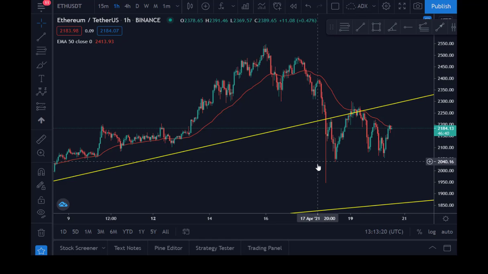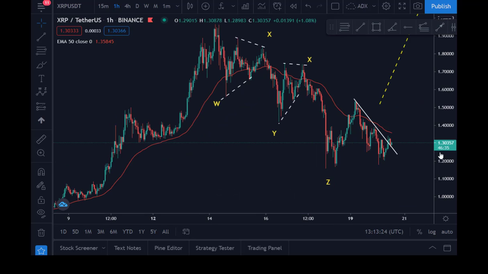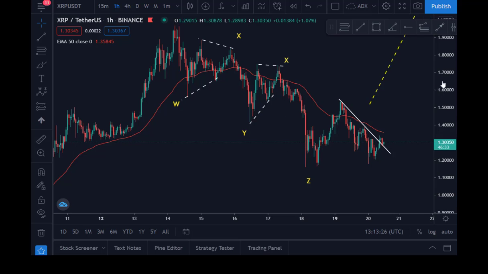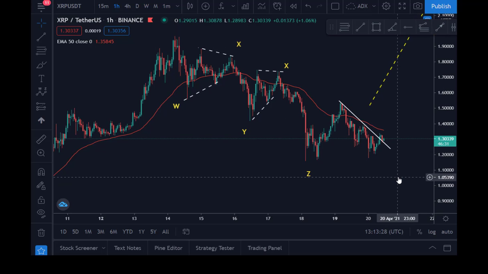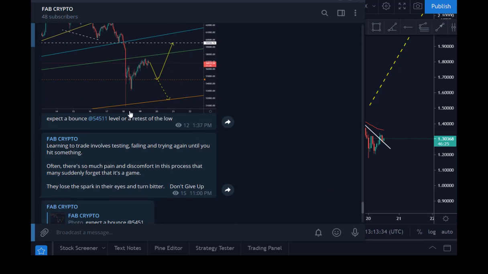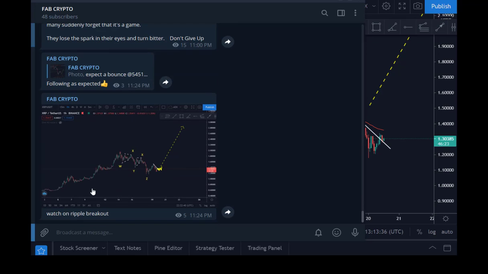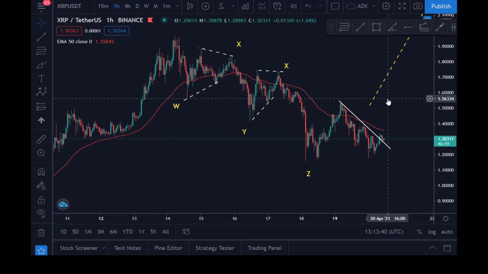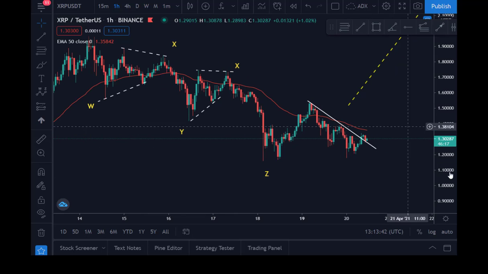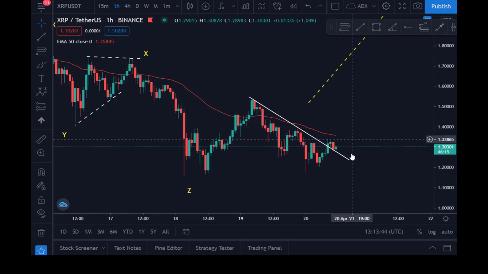So the one that actually might be of big interest is Ripple. Yesterday I made it clear. I posted this on our Telegram group yesterday, that you guys should potentially watch this. I posted it here, this is the Telegram group. I posted watch on Ripple breakout. So that was what I said. This is actually the breakout. The breakout is actually happening now, guys.